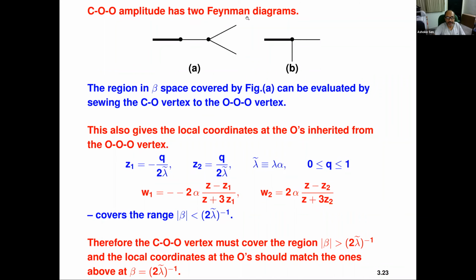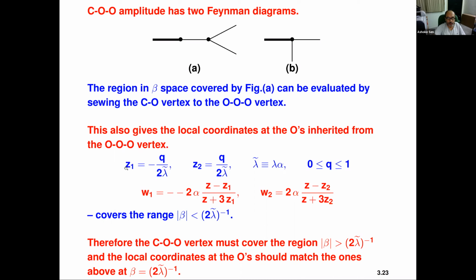So using this amplitude, we can determine the range of beta that is covered by this diagram. And in fact, we can also figure out what are the local coordinates at the O's that are induced from the OO vortex. Because the OO vortex had some local coordinates already on the O's, and that's the local coordinate that we'll get for this diagram. So I'll just give the answer. Again, you can easily work it out.